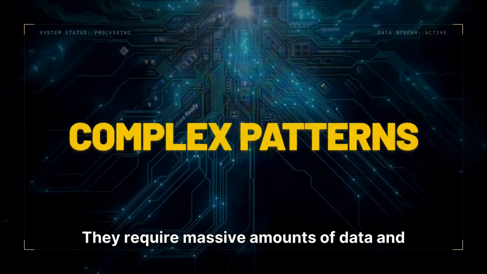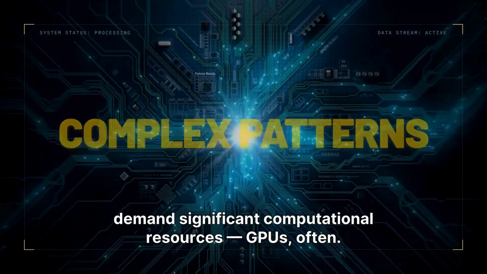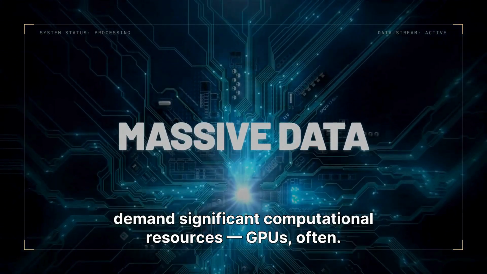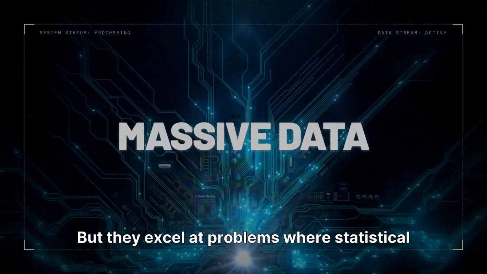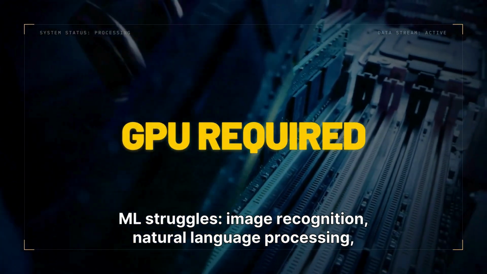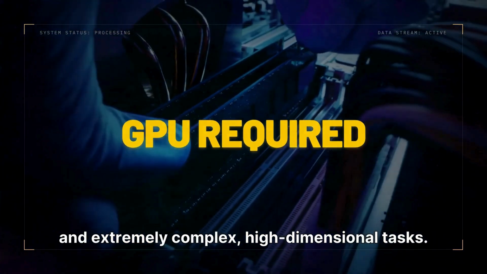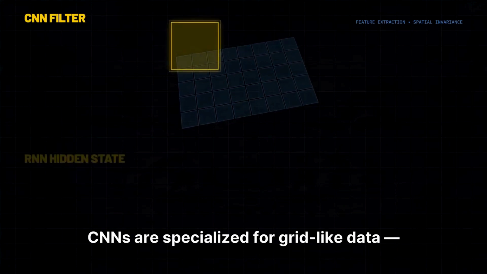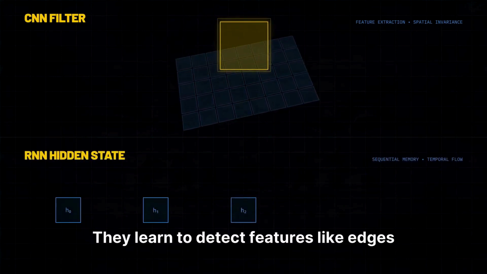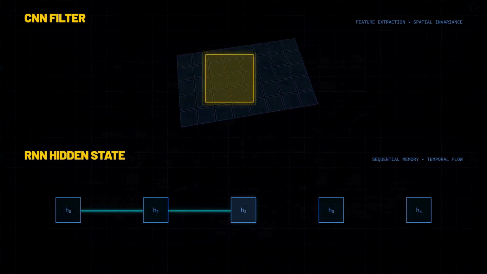They require massive amounts of data and demand significant computational resources, GPUs often, but they excel at problems where statistical ML struggles: image recognition, natural language processing, and extremely complex high-dimensional tasks. CNNs are specialized for grid-like data, images, and video. They learn to detect features like edges and objects hierarchically.